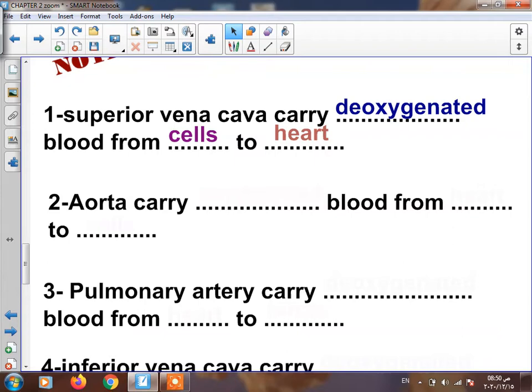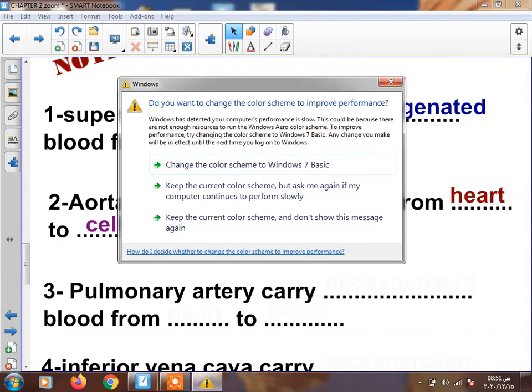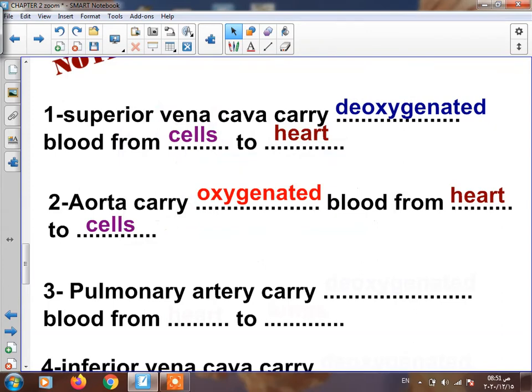Question number 2, the aorta. Aorta is an example of an artery or a vein? Of course an artery, and since it is an artery, it carries oxygenated blood, from the heart to all body cells. If I ask you from which chamber of the heart: since it is oxygenated, atria or ventricle? Ventricle. And left side or right side? Left. So the aorta carries oxygenated blood from the left ventricle to the cells.